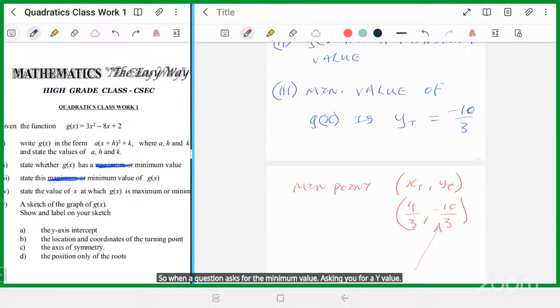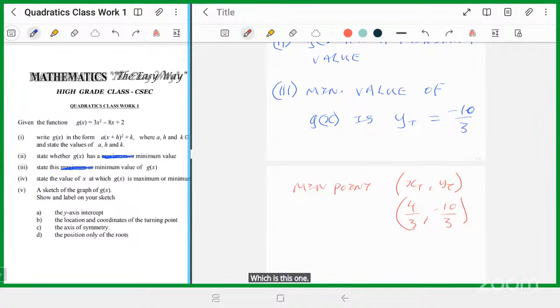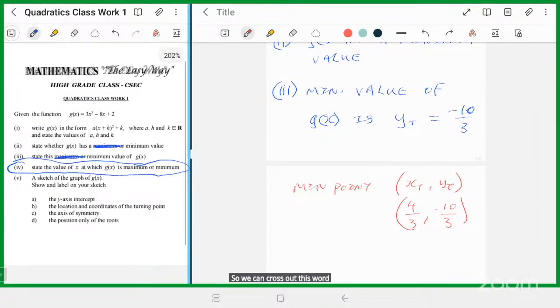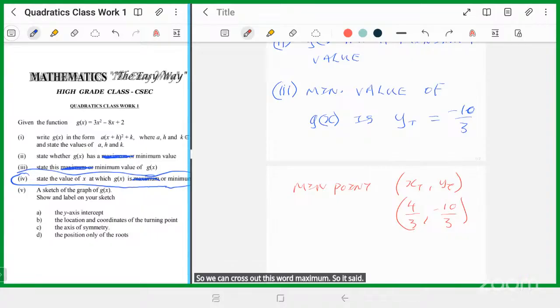All right? Then part 3 now is going to bring in the x value at that point, which is this one, part 4. Again, we know it's a minimum, so we can cross out this word maximum. It says state the value of x at which g of x is minimum. In other words, what is the value of x that will make g of x have that minimum y value? That value of x is the xt value, the x value at the turning point.